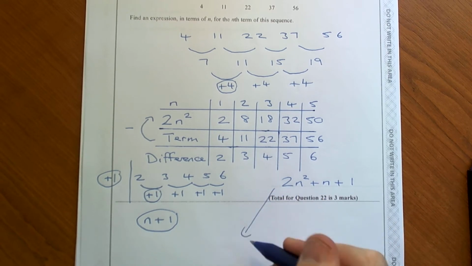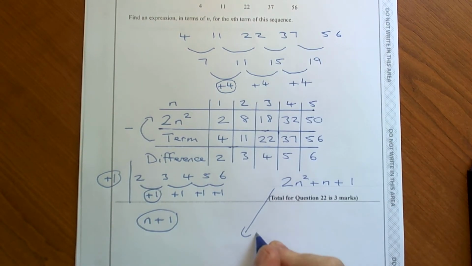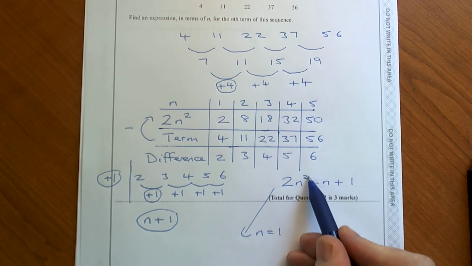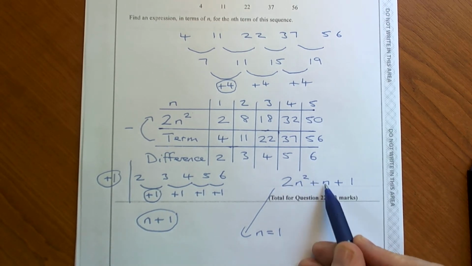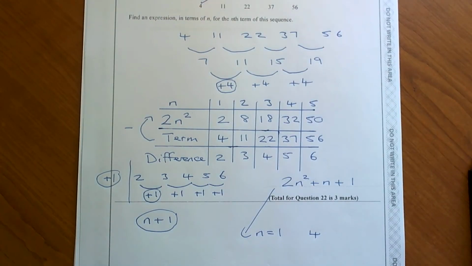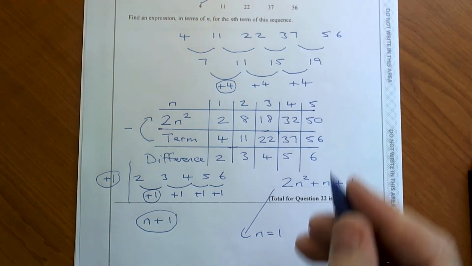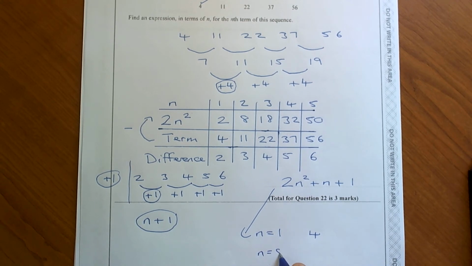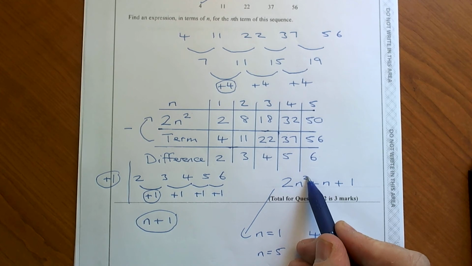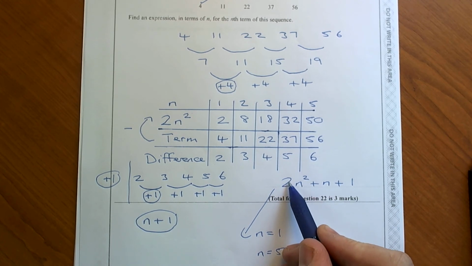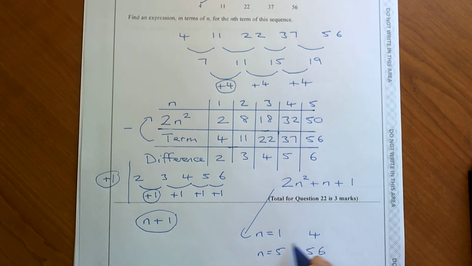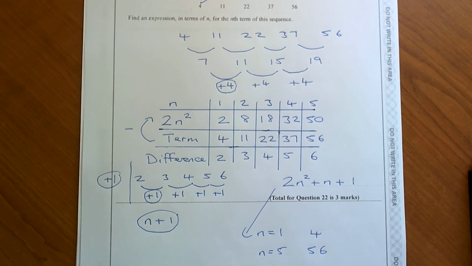Now, let's check whether that works. When n equals 1, what do we get? We get 1 squared, which is 1 times 2 is 2, plus 1 is 3, plus 1 is 4, which is correct with what we got in the question. Let's check the last one, when n equals 5. When n equals 5, 5 squared is 25, 25 times 2 is 50, plus 5 is 55, plus 1 is 56, so it looks like our answer is going to be correct.